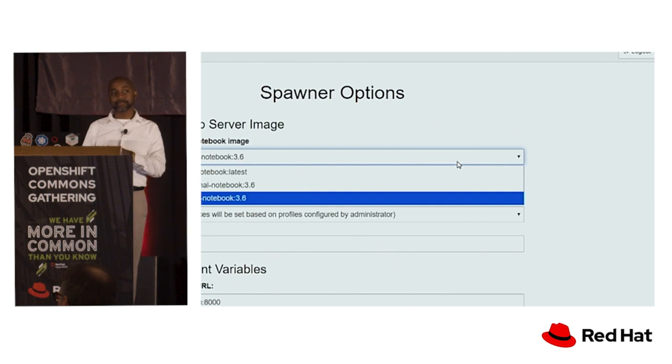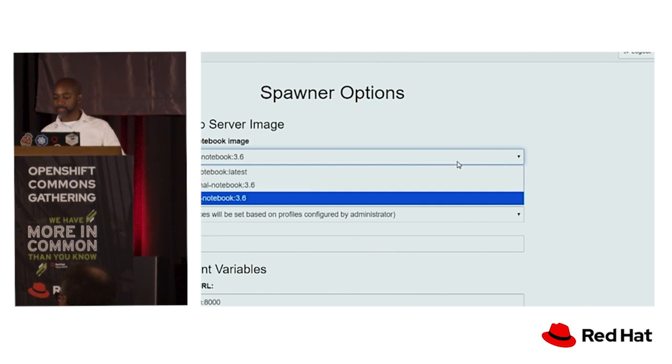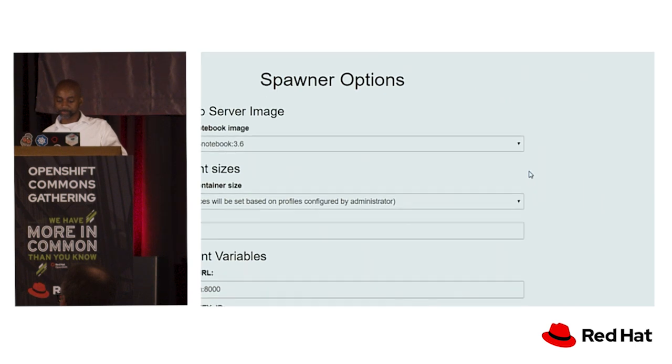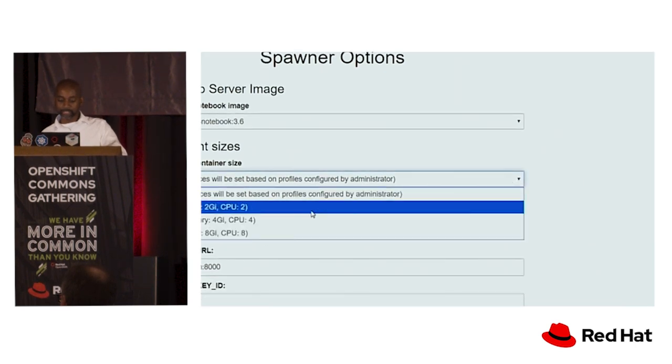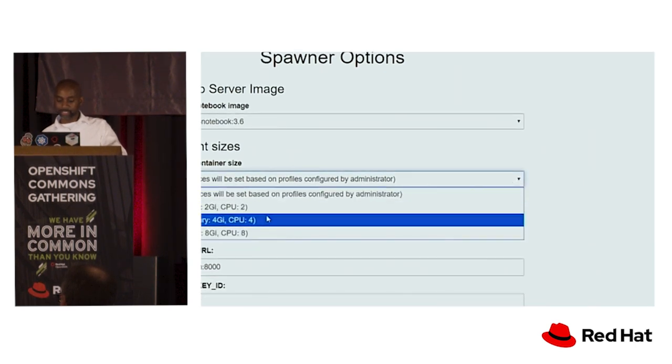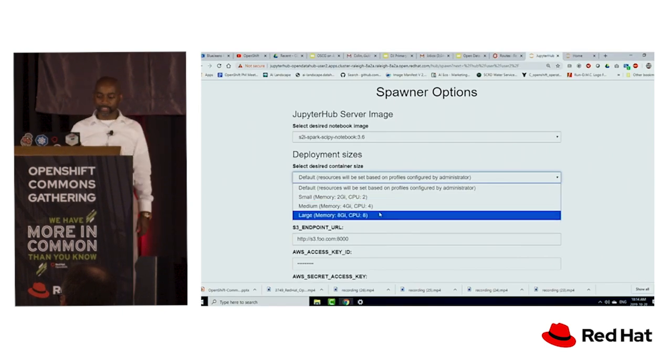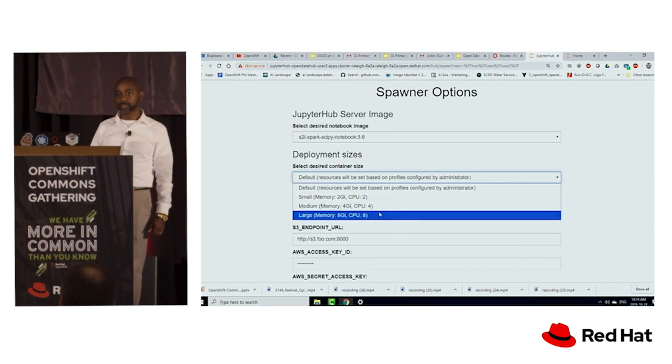We have some predefined ones out of the box, but of course it's a community. If there are others that you want to add, you can always contribute them, or if you have something private that you want to roll internally, you can do that as well. They can also select the size of the cluster that they want here, so anything small, medium, or large. In this case, this is specifically for the container running the Jupyter notebooks.